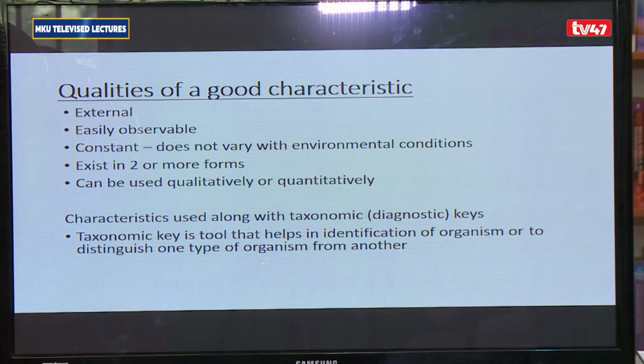But when you assign a number to the characteristic, you now talk about three pairs of legs present, many pairs of legs present, then that is using the same characteristic of legs, but assigning it a number, that is now using it quantitatively. So for a characteristic to be good for use in classification, it must have the five qualities: external, easily observable, should be constant, exist in more than one form, and can be used either qualitatively or quantitatively.